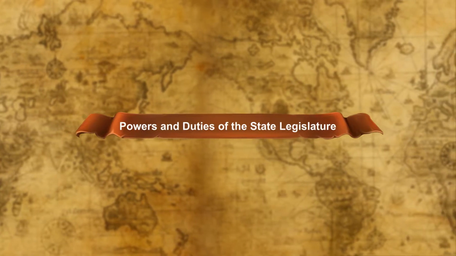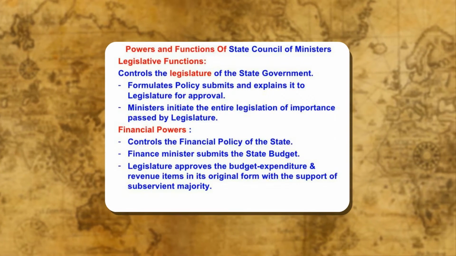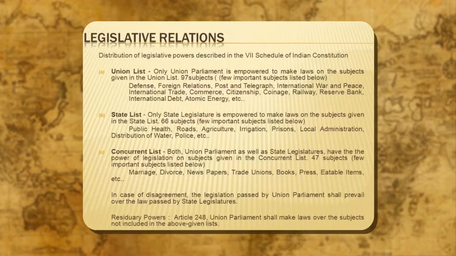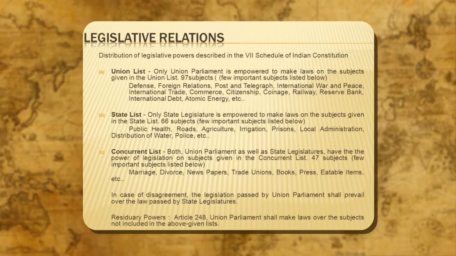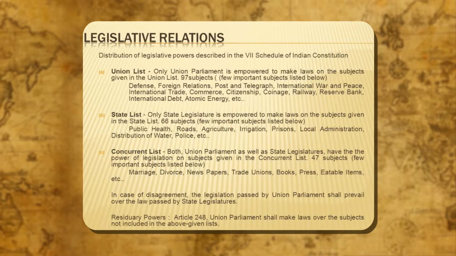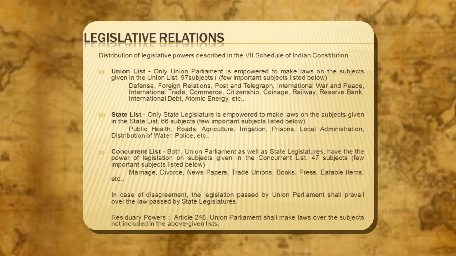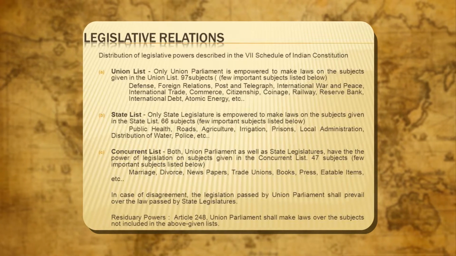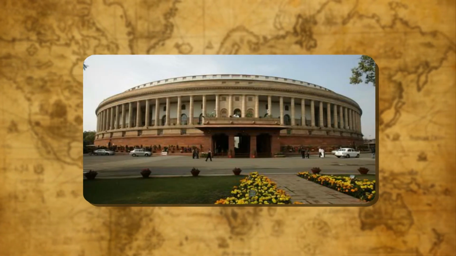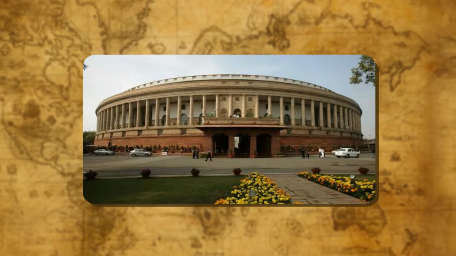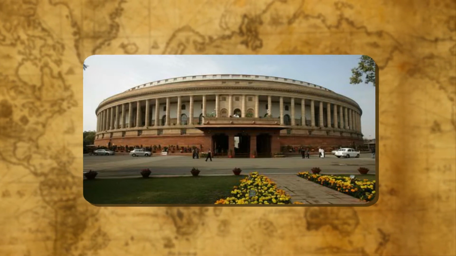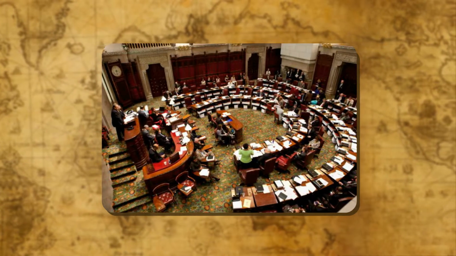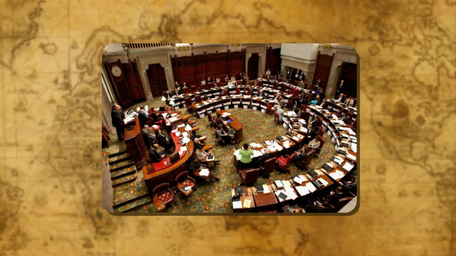Powers and duties of the state legislature. The powers and functions of the state legislature are more or less similar to those of the parliament. The state legislature makes laws on the 66 subjects mentioned in the state list. It can enact laws on the 47 subjects included in the concurrent list also. But if a law passed by the state legislature runs counter to a law passed by the Union Parliament, the central law prevails. In addition to the legislative functions, the state legislatures have to perform various non-legislative functions also.